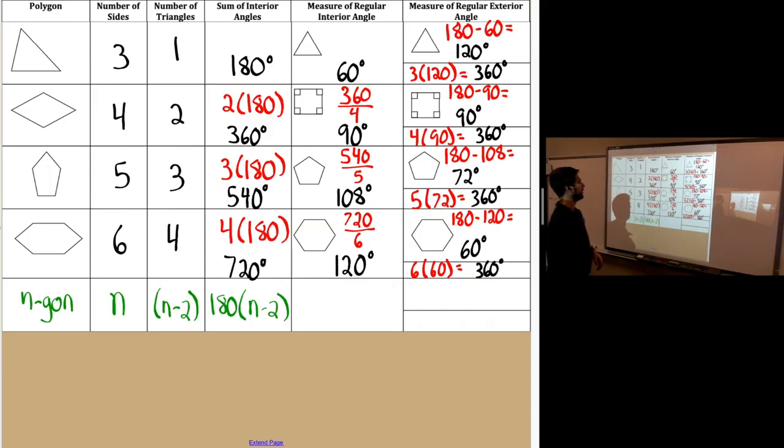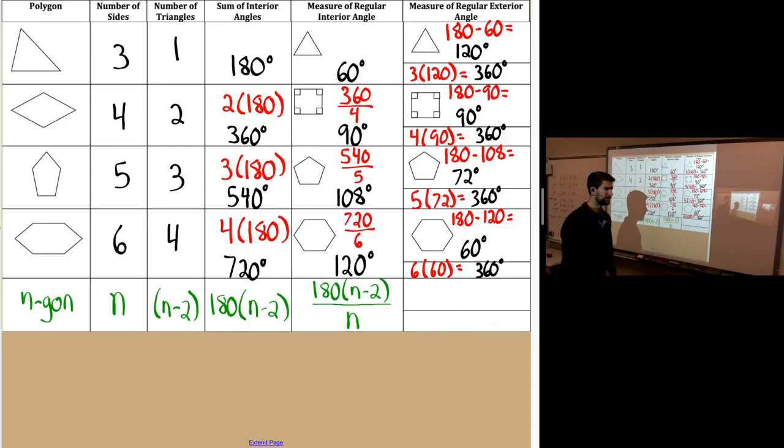So, how did we get this 720 and 540 and 360? We used 180 times n minus 2, and then we divided it by the number of sides. Therefore, the equation is 180 times n minus 2 divided by n. Once we know n, we can find the measure of a regular interior angle using this equation.